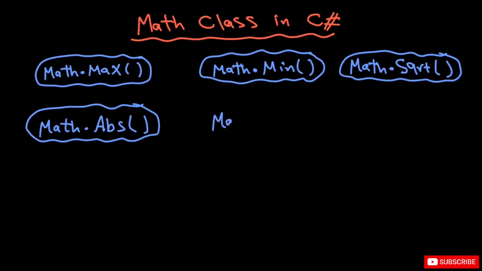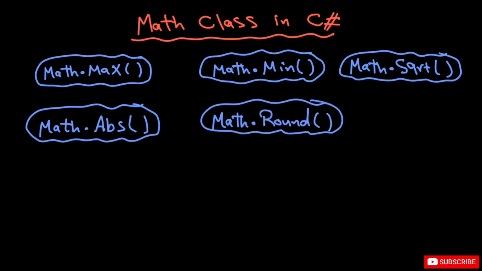One useful method to round a number or value in the C# programming language is the round method from the math class. This method is used to round a number to the nearest whole number. So if you put 10.99, you will get 11 in the output. The round method from the math class rounds that number.